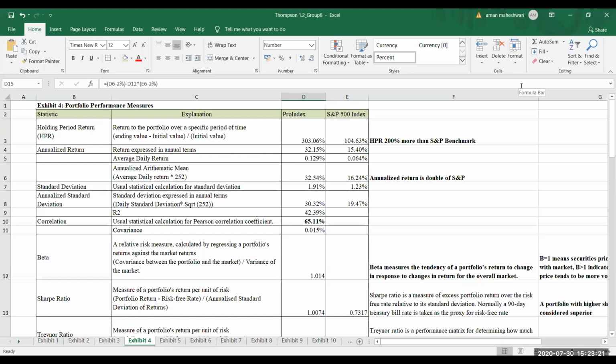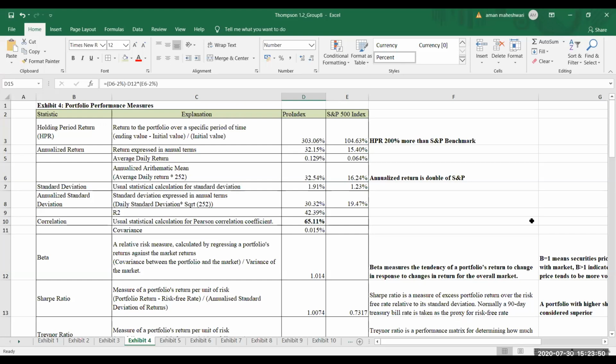Then if you are not interested in holding for such a long period, you can see our annualized return. It is also double the benchmark return. The benchmark return is 15.40% and we are giving an annualized return of 32.15%. Then also our securities are 65.11% correlated to the benchmark index. Basically, we and the benchmark index are 65.11% similar.